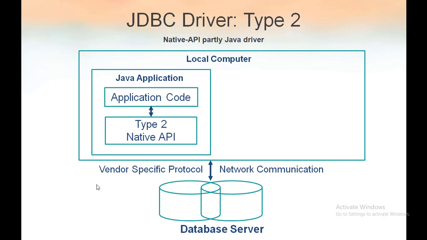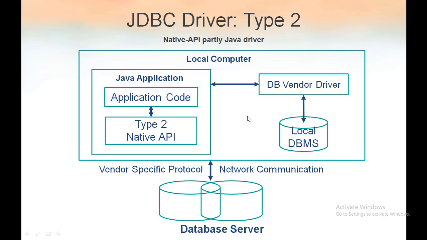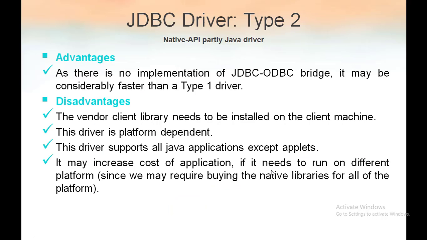Diagram of type 2 driver. Here ODBC driver is not available. Your application code is connected with type 2 native API driver and local DBMS is connected with DB vendor driver and communicates with Java application. Local computer is connected with database server through vendor specific protocol. Advantages of type 2 driver. As there is no implementation of JDBC ODBC bridge, as we saw in the diagram, it may be considerably faster than a type 1 driver.